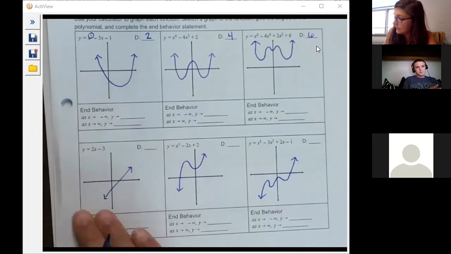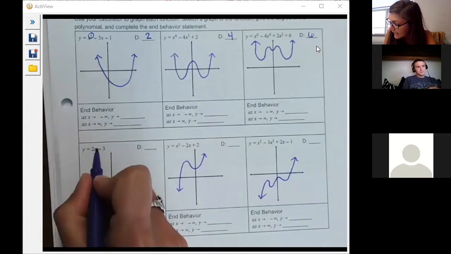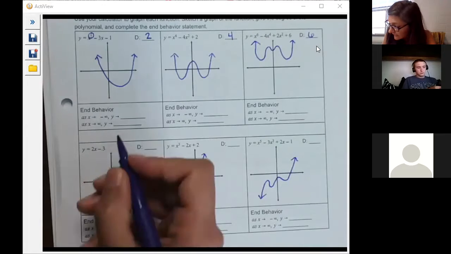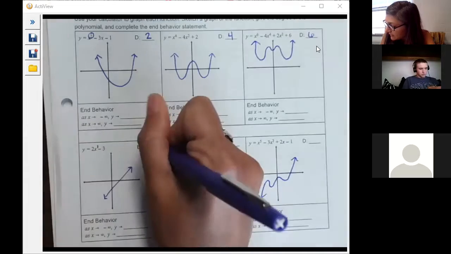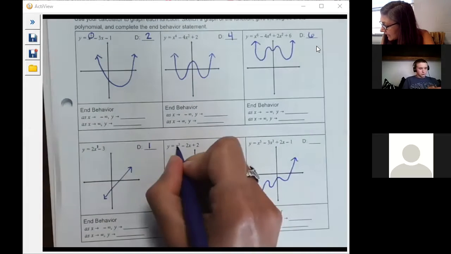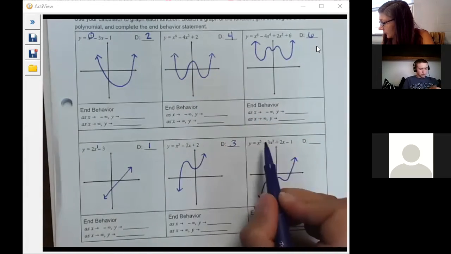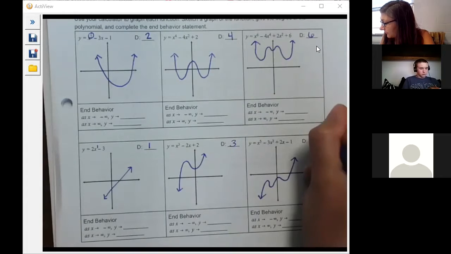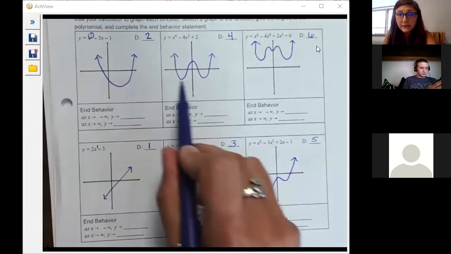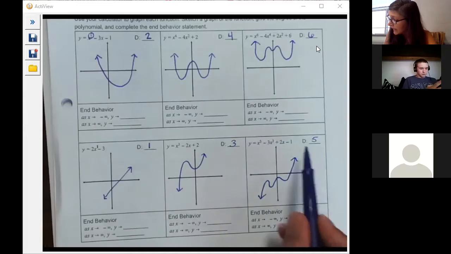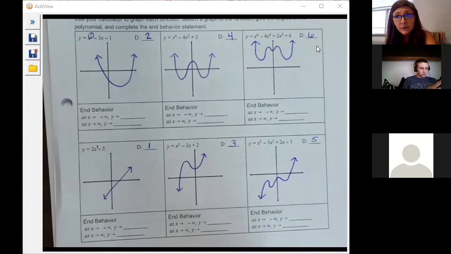Okay. This bottom row, I don't see an exponent here. Remember, since I don't see an exponent, that means that it's 1. Just like if you didn't see a coefficient, it would be 1. So our degree here is 1, and then 3, and then 5. So this top row has all even numbers for degree. This bottom row has all odd numbers for degree.